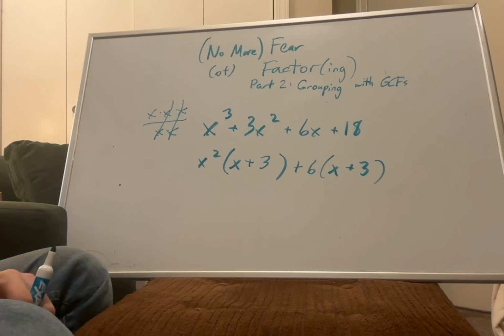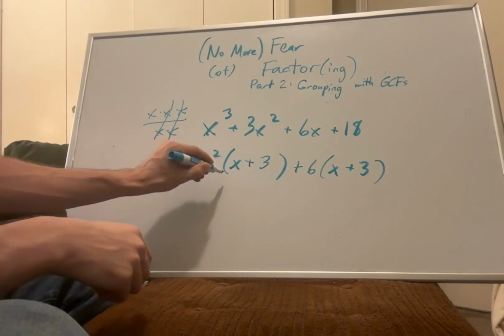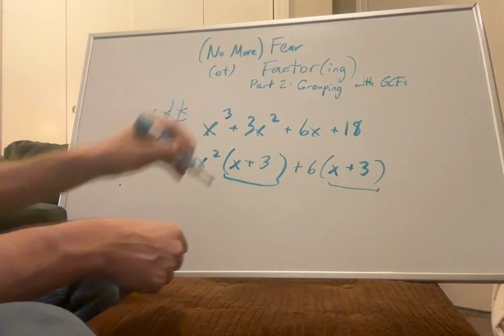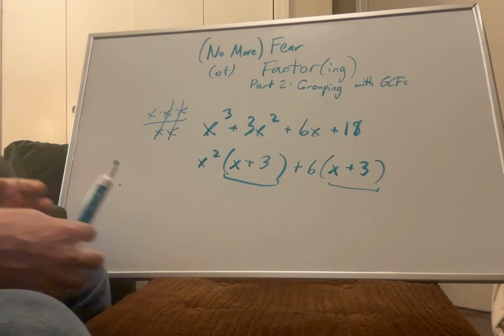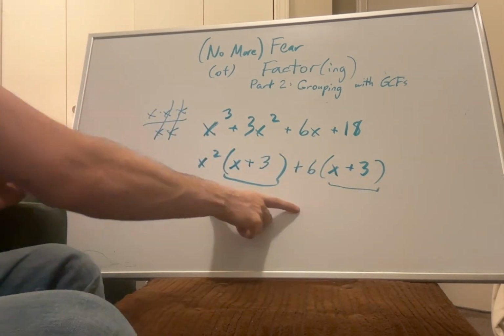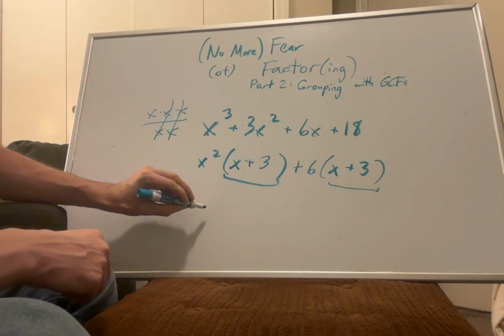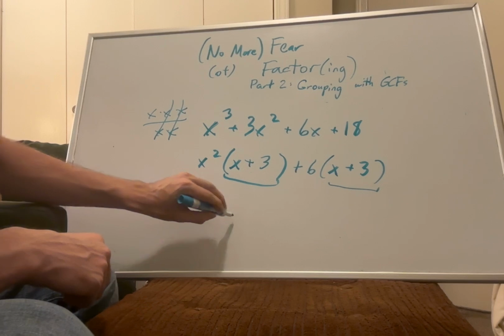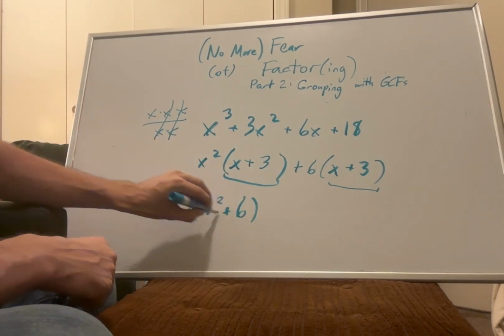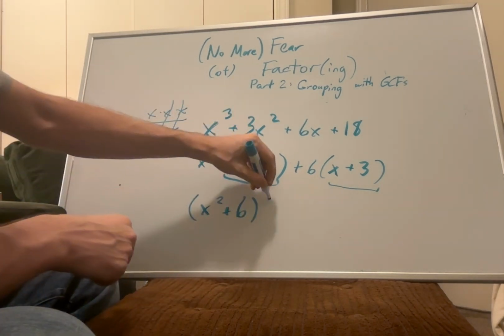Now, if we've done our factoring with grouping appropriately, assuming it is a polynomial that is meant to be factored, what we'll notice at this point is that this x plus 3 exactly matches this x plus 3. And so now what we can do, and I might further clarify this, is we can say that this whole expression is just going to be equal to x squared plus 6 times this quantity x plus 3.